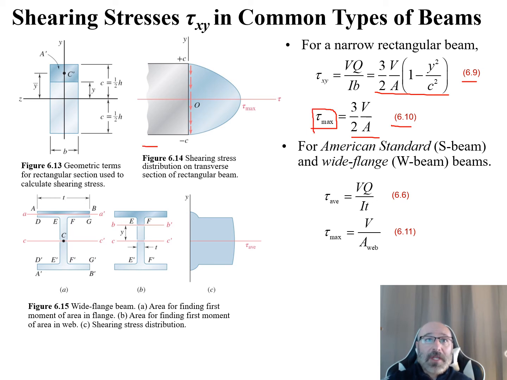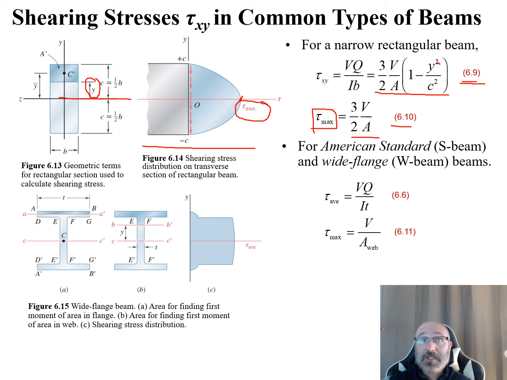Well, we can do that by taking a look at this graph over here. We can see that our max shearing stress, our tau max, is going to occur at this point right here. What is this point relating back to our equation? This point is when our y value is equal to 0 on that y-axis. So if y is equal to 0, we can go back up to our equation 6.9.